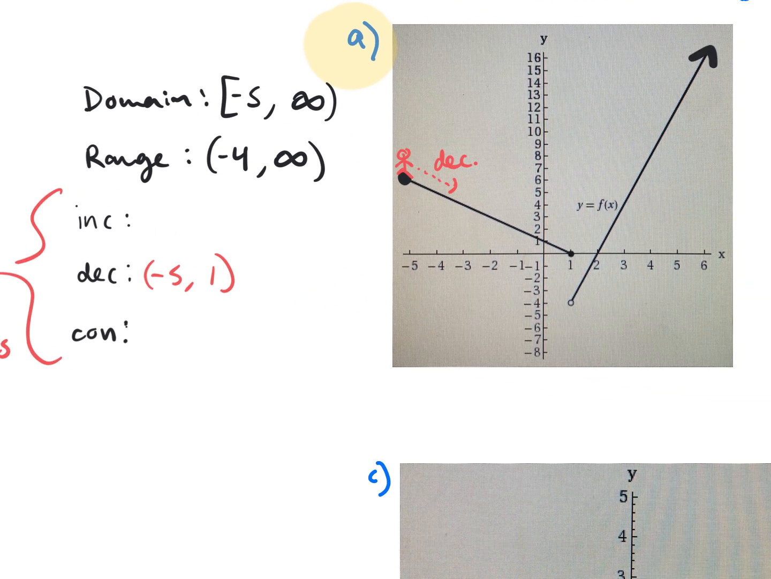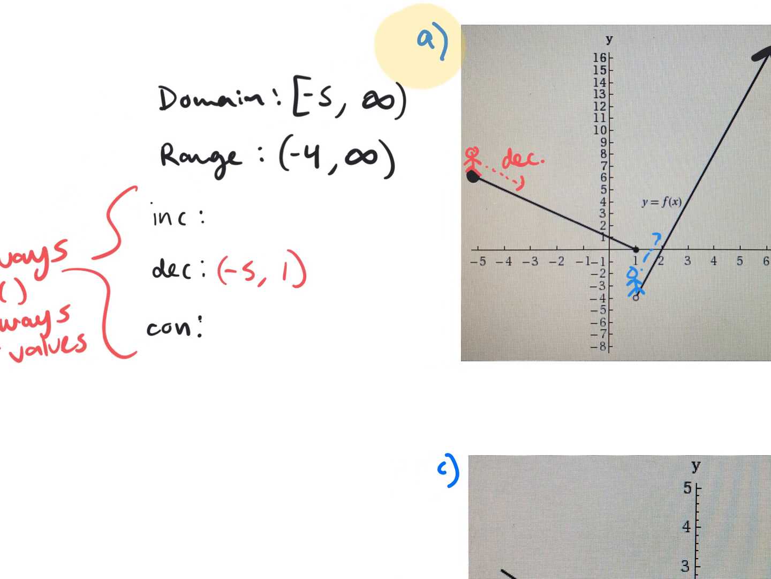And then at 1 down here, we start walking uphill. So we're increasing from where to where? From 1 to infinity. Perfect. Are we constant anywhere? No.